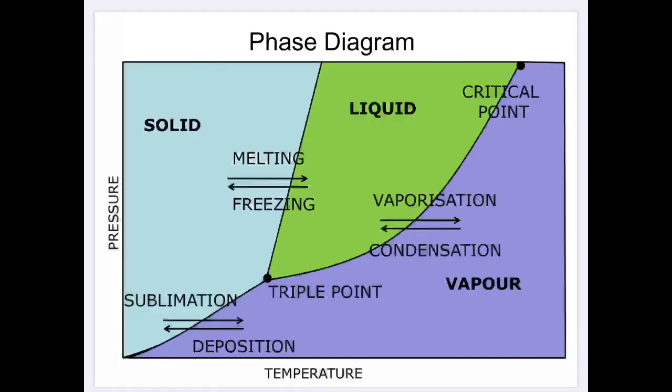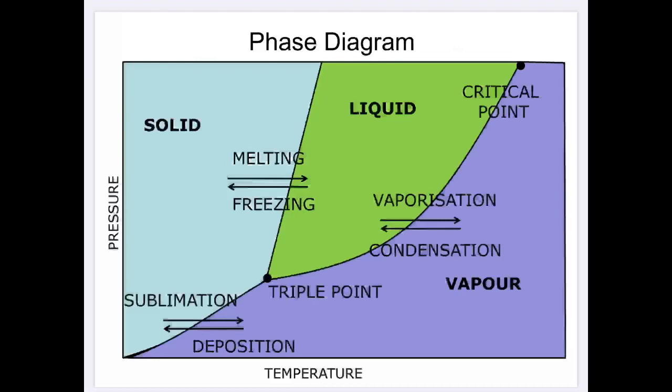The following diagram shows the normal phase diagram. You can see in this diagram solid, liquid and vapor phase. From solid to liquid, there are two processes which are melting and freezing. Between liquid and vapor, there are vaporization and condensation. And lastly, between solid and vapor, there are sublimation and deposition.